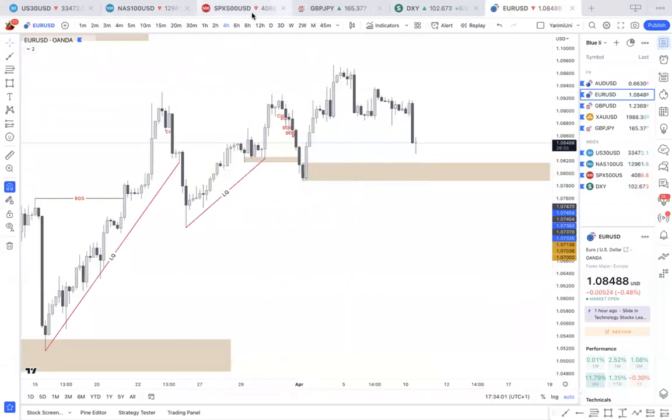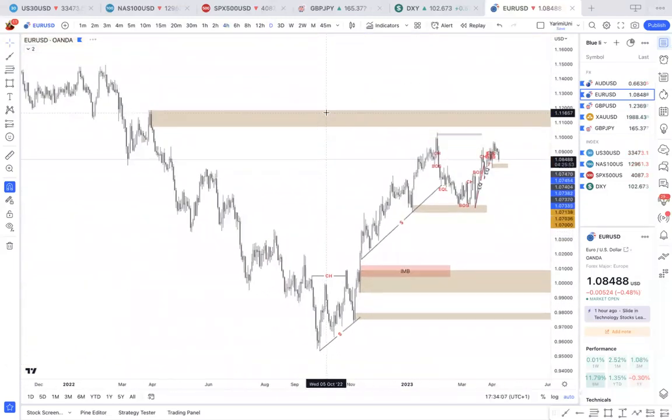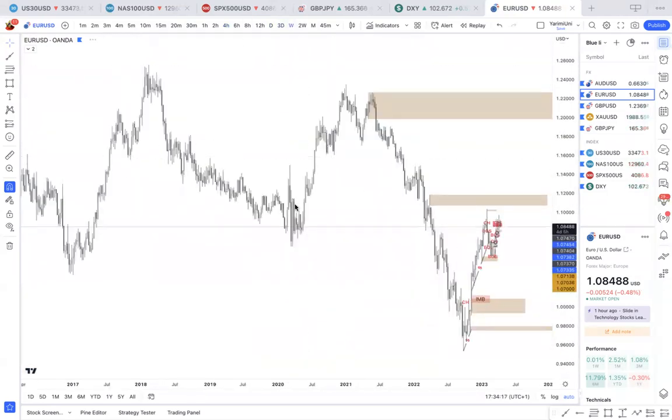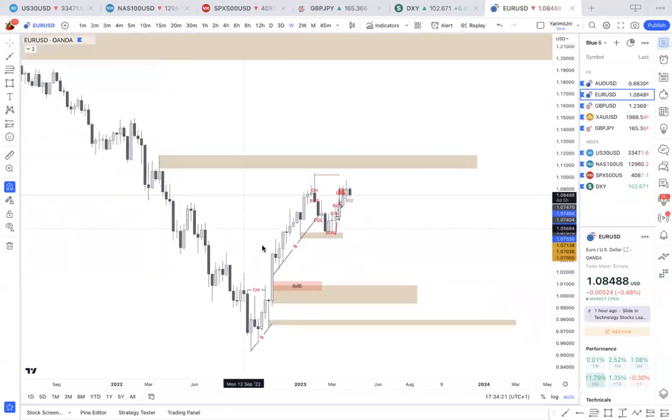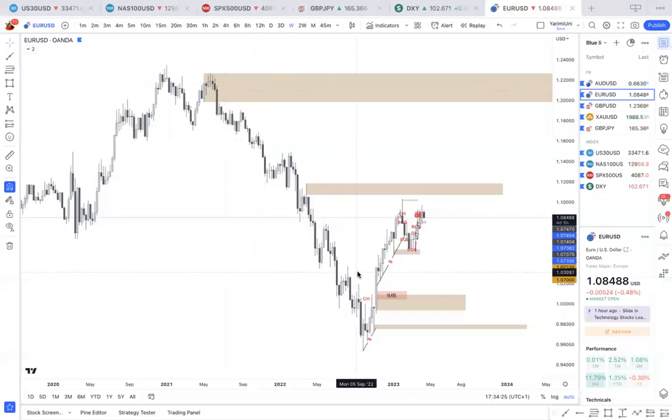However, if we pay attention to the higher timeframes, in terms of the daily, we can see we're still in a kind of downwards trend. So we're still in a downwards trend, and on a weekly basis, we're still in a downwards trend as well. However, all of this price action looks like it's now going to get taken out, and price is going to keep moving upwards.